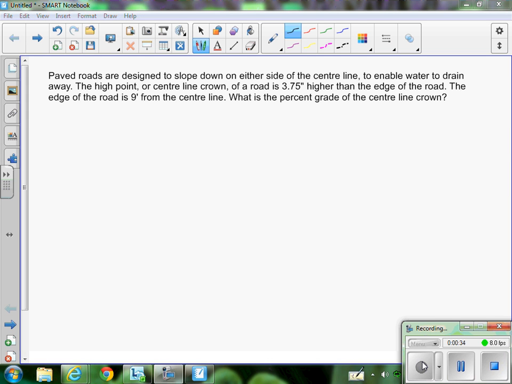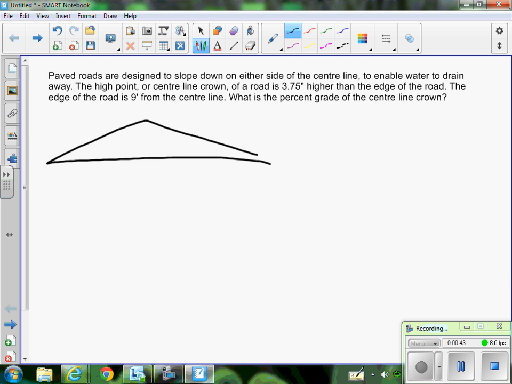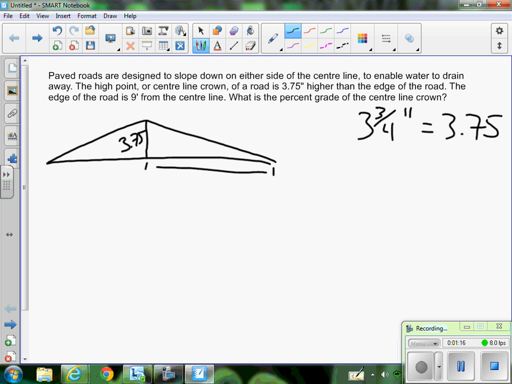Now, there is no picture given in your textbook, so what I like to start out doing is drawing a picture. A highway is sloped from the center line, and that's to enable water to drain. The high point is 3.75 or 3 3/4 inches. We need to convert that to a decimal simply to make the calculator work a little bit easier. So 3.75 inches. The edge of the road is 9 feet from the center line. So this to this is 9 feet.